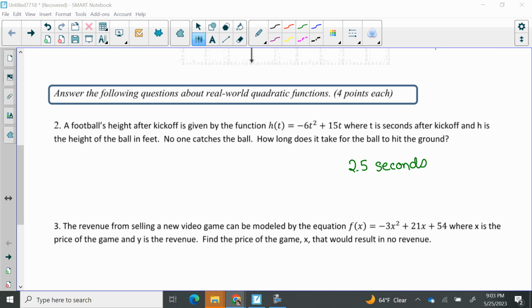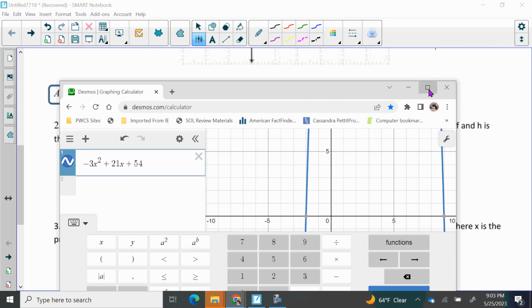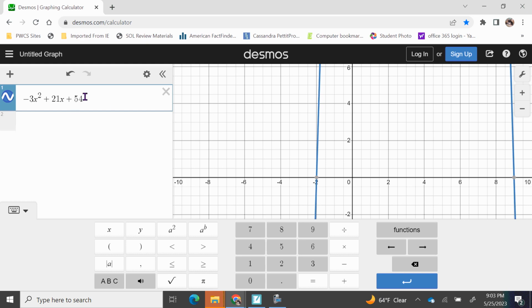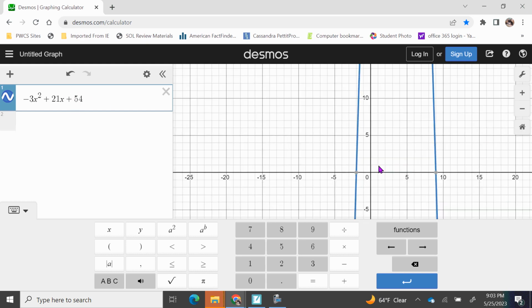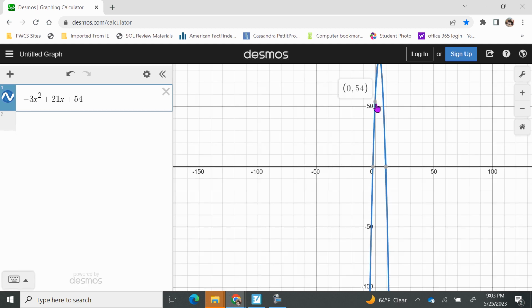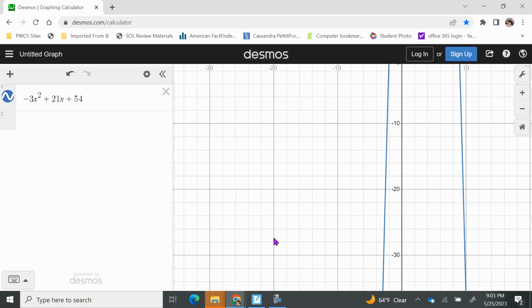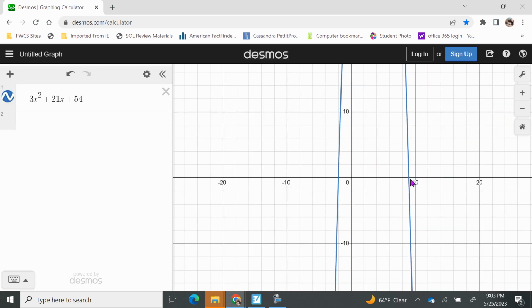Incidentally, when you have this constant at the end of a quadratic, that is your y-intercept. That's where it's going to cross the y-axis, and I'll show you that when I zoom out. See how it crosses the y-axis at 54? So anyways, I think this is a really good opportunity. At what price would they have to sell in order to get no revenue? And that would be at 9.